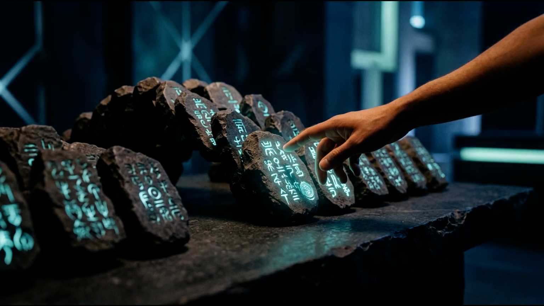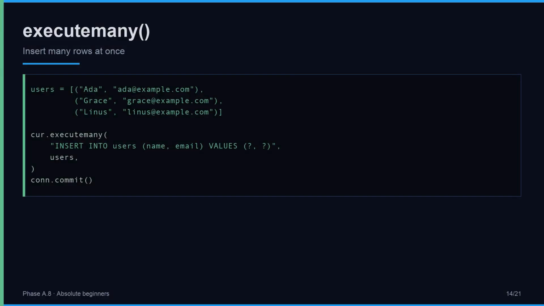The data answers back. What if you want to insert many rows? You could call execute 10 times, but there is a better way, executemany. Build a list of tuples, each tuple holds one row's worth of values. Then call cur.executemany with the same SQL repeated, and pass the list. SQLite inserts every row in one efficient call. Note the question marks in the SQL, those are placeholders, filled in order from each tuple.